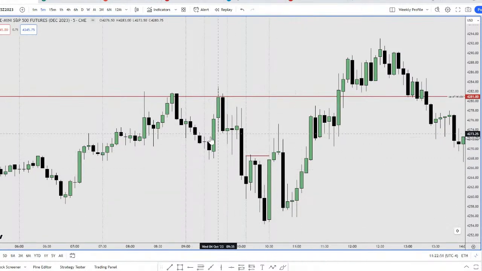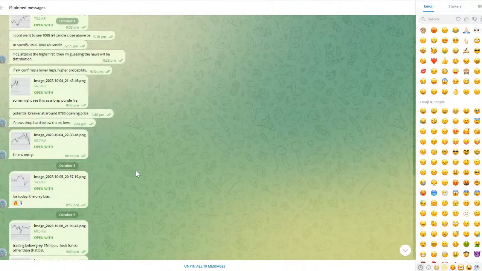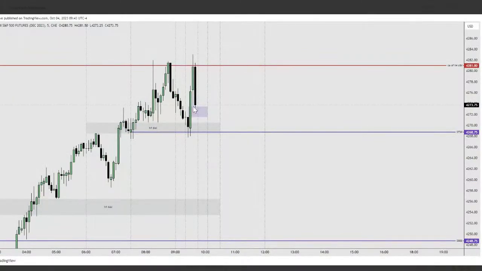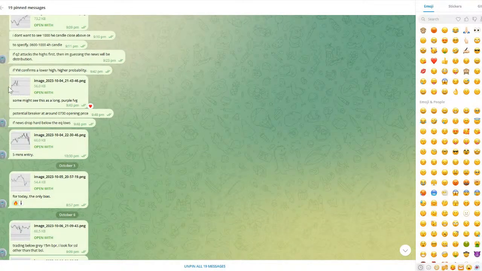So right here, when this fair value gap forms, I mentioned that some of them might think that this is a long to take out the highs here because they look relatively equal, right? But you have to have context and narrative behind. So right here, this area here, right? Some might see this as a long entry. Okay, why am I able to anticipate this?